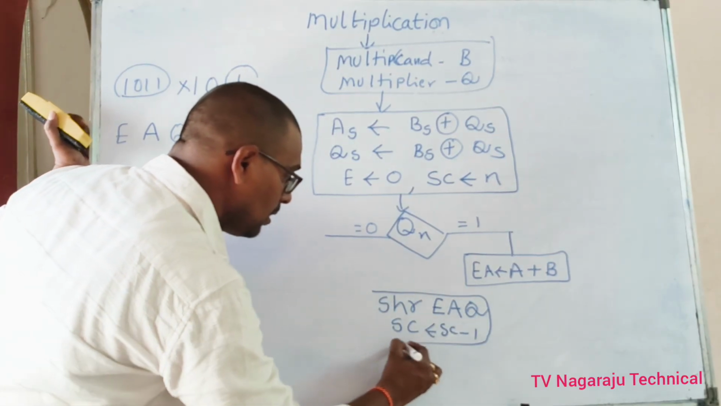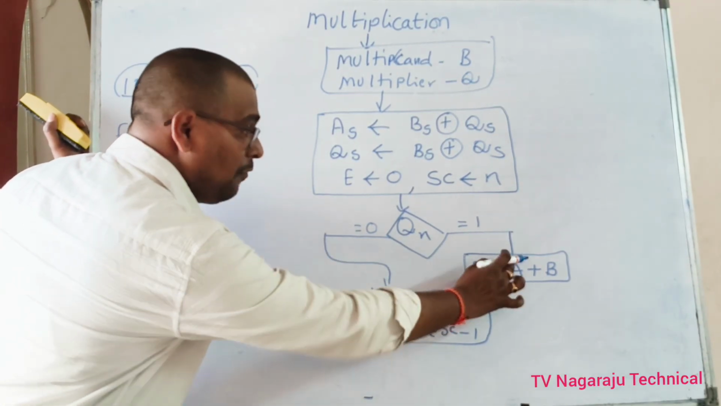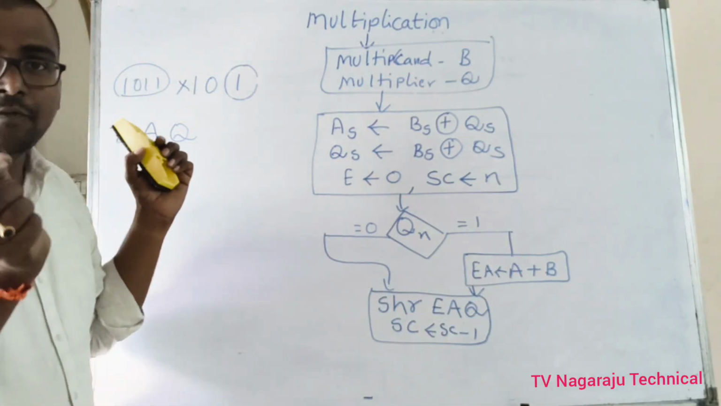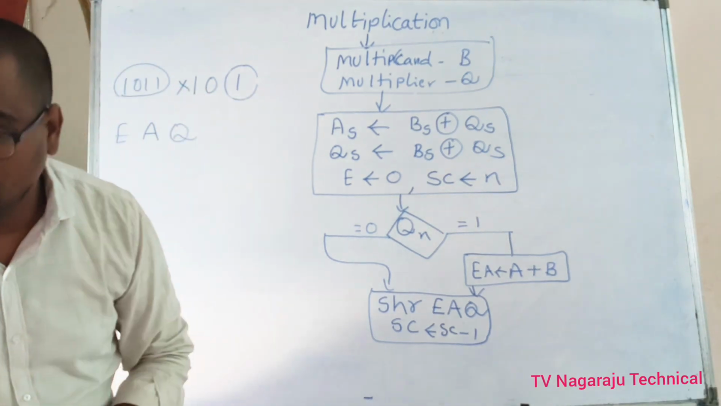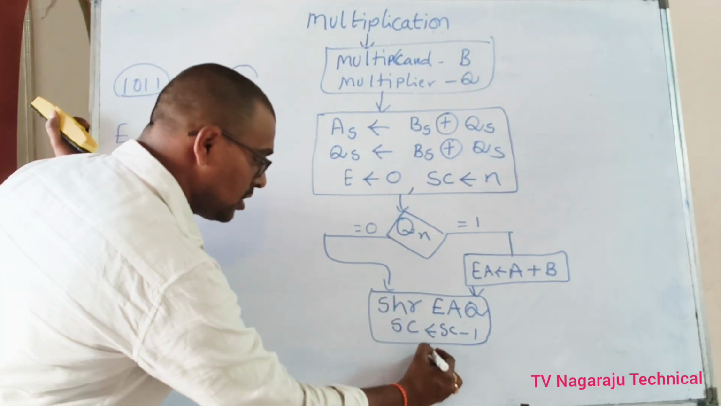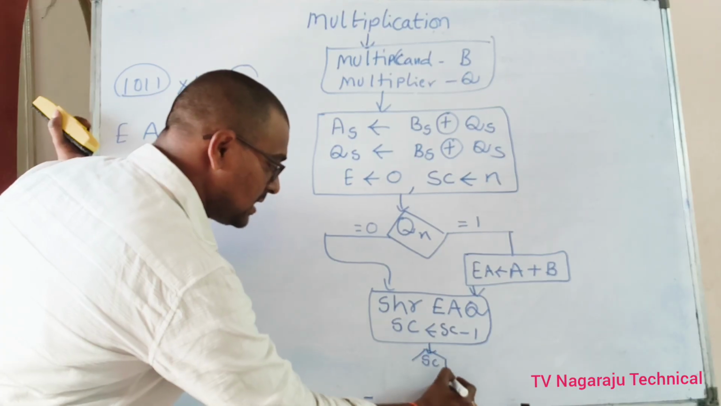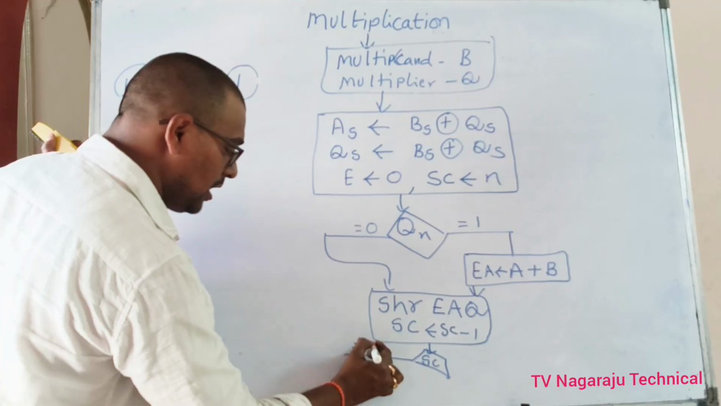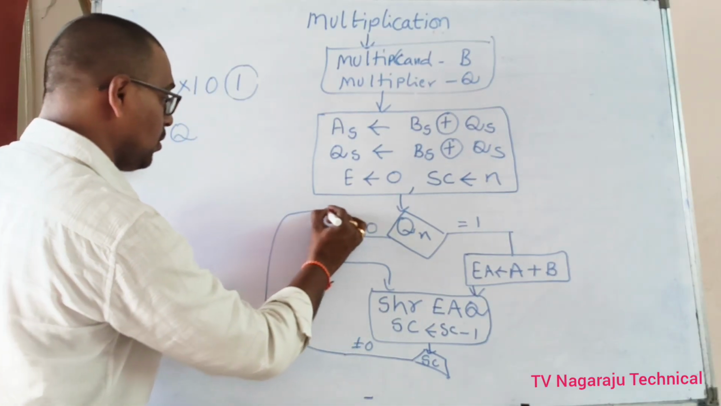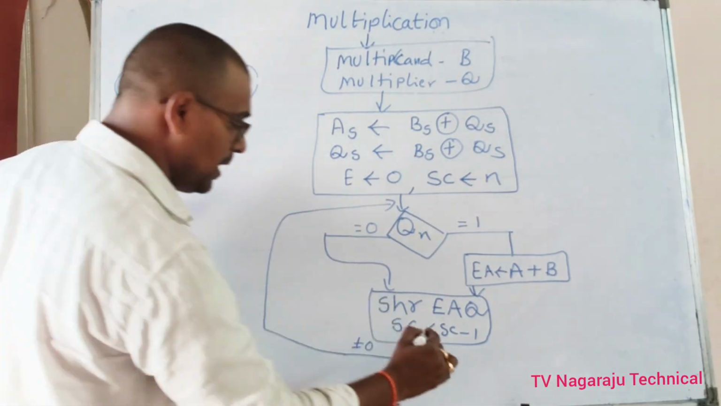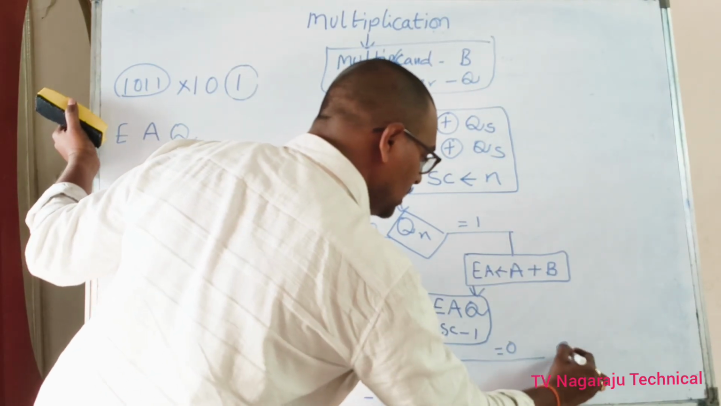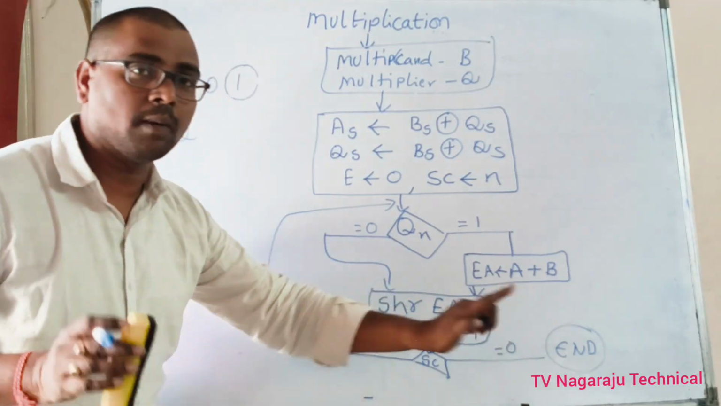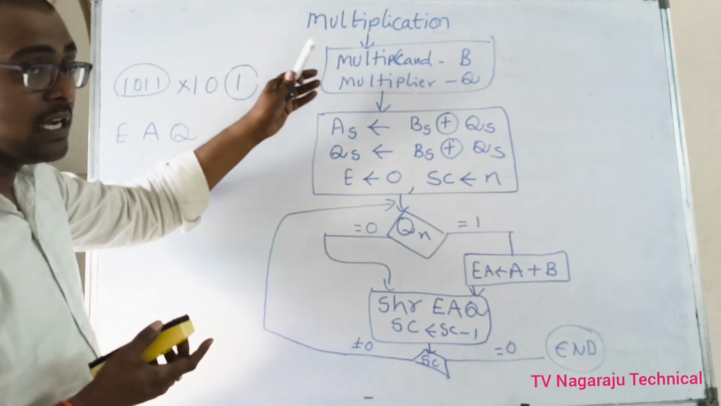Now, after performing the addition also, we are doing the shift operation. That is, if you do one addition, then we are doing the shift operation. Clear? And at last, check the SC value. If the sequence counter value is not equal to 0, the process is repeated. If the sequence counter value is equal to 0, that means the multiplier bits are completed. Simply stop the process. This is the multiplication algorithm.